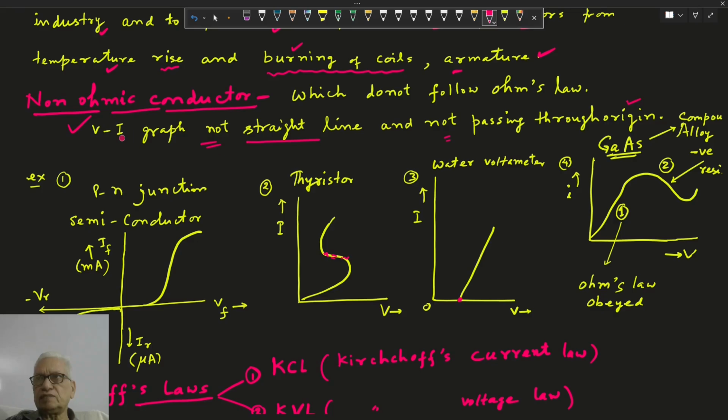And in gallium arsenide, this alloy semiconductor, in this part there is negative resistance. So here also Ohm's law is not followed. In this part Ohm's law is followed, but here is the reverse case, and the graph is not straight after this. So Ohm's law is not followed. These are called non-ohmic conductors.